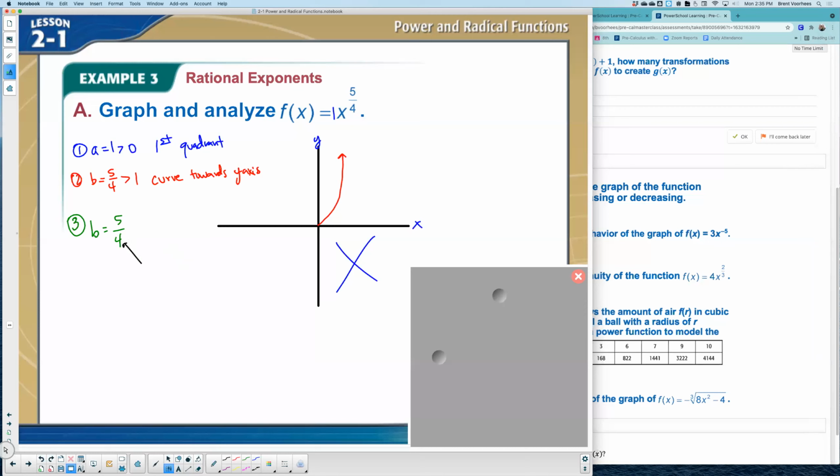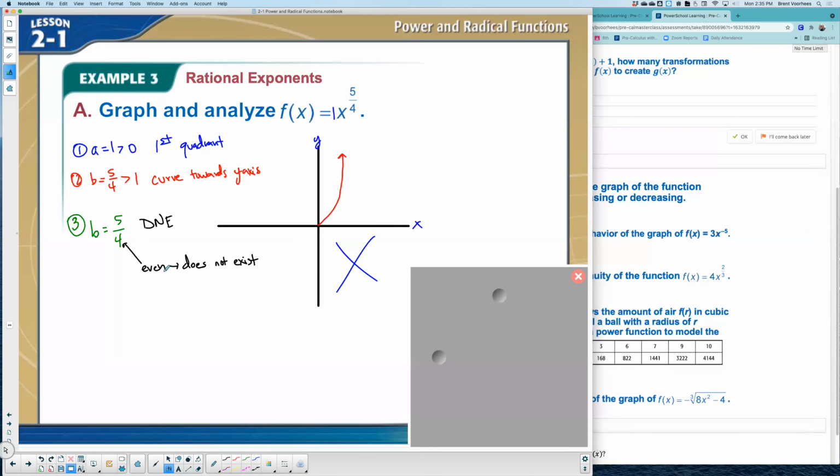You look at the denominator first. If the denominator is even, then you will not exist on the left side. You see how this has a power of 4? If your denominator is even, then it will not exist. The graph does not exist on the left side. Does not exist. So the left side of the graph will not exist. I'll put DNE. And so that is my graph right there.